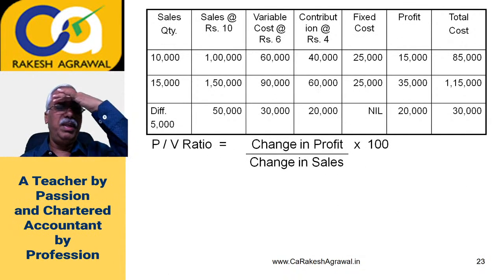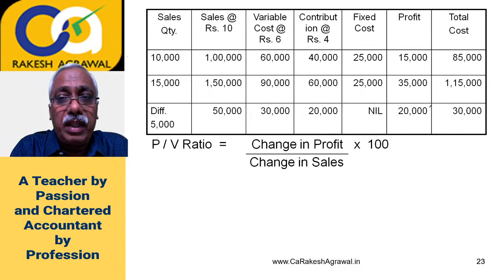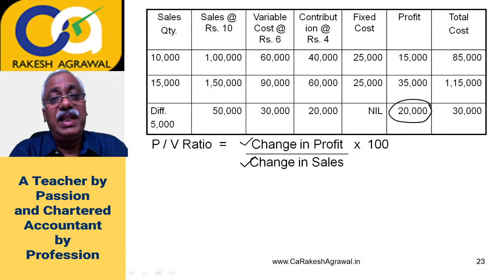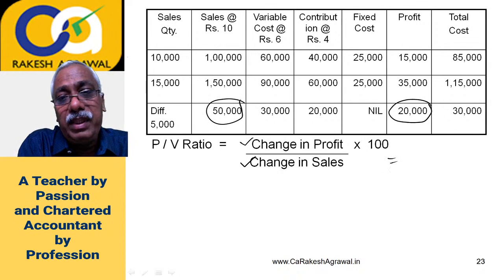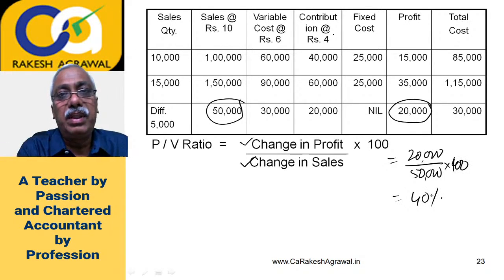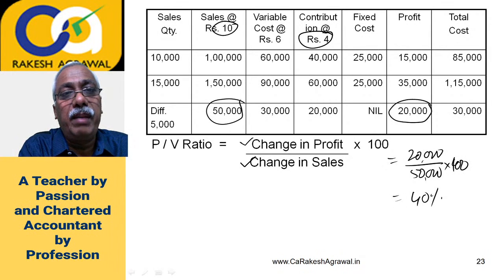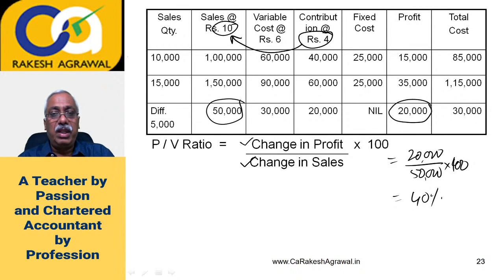Now let's go ahead. PV ratio, if you want to calculate. PV ratio is change in profit, that is this change in profit. The denominator is now change in sales, not output. Change in sales means 50,000 in 200. It means 20,000 upon 50,000 in 200. You will get 40%. Right? This answer will be 40%, and your PV ratio will be 40%. Reason? This 4 rupees contribution per unit divided by 10 rupees selling price. 4 divided by 10. PV ratio is 40%.